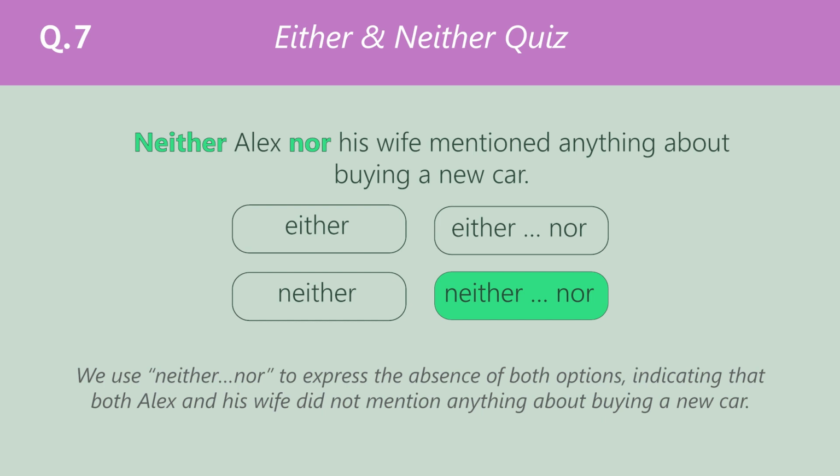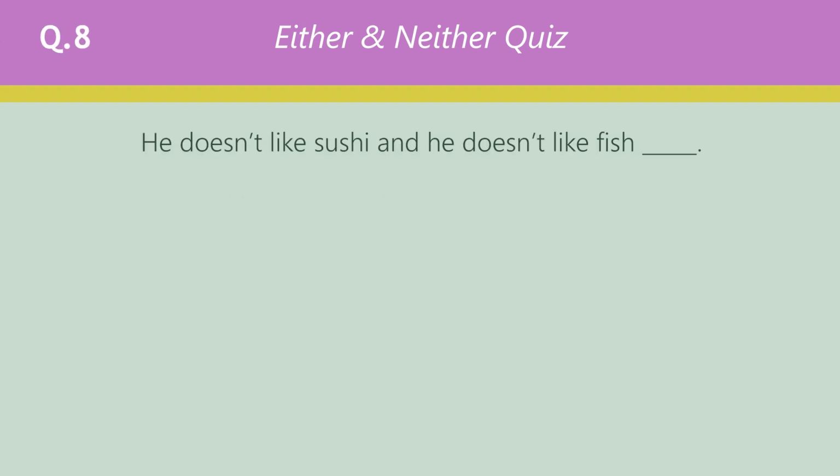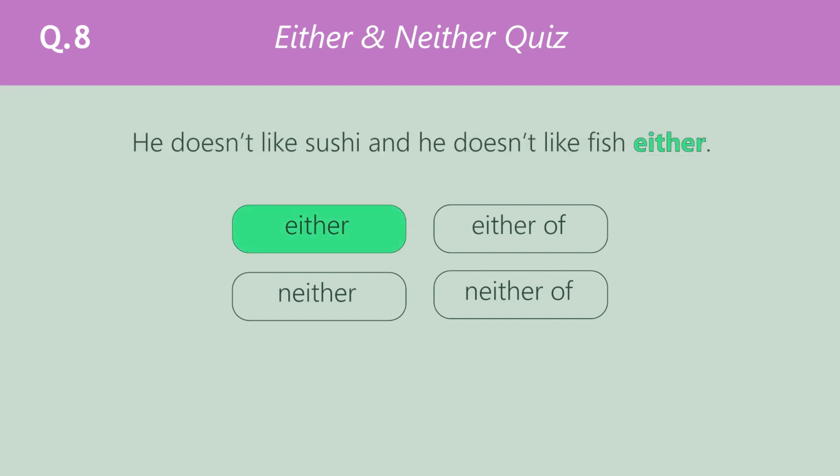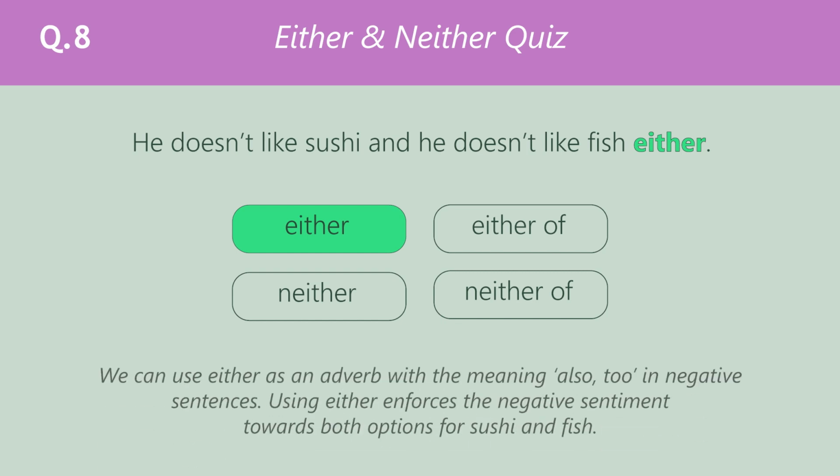Question 8. He doesn't like sushi and he doesn't like fish either. We can use either as an adverb with the meaning also, in negative sentences. Using either enforces the negative sentiment towards both options, sushi and fish.